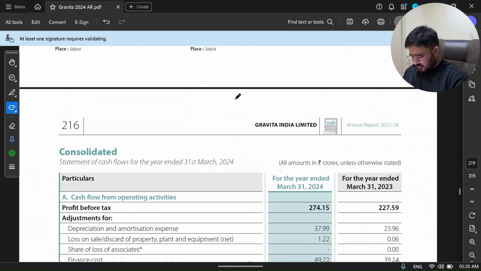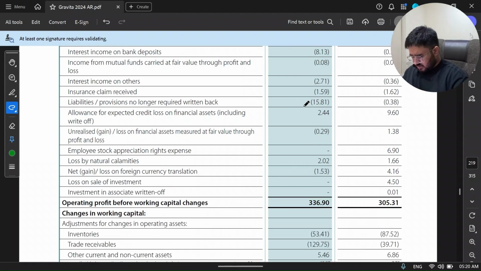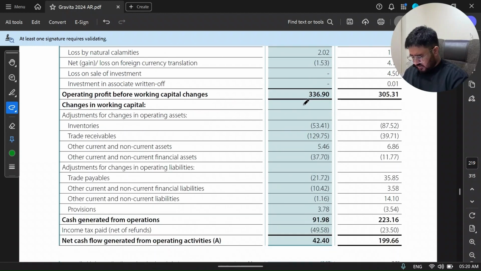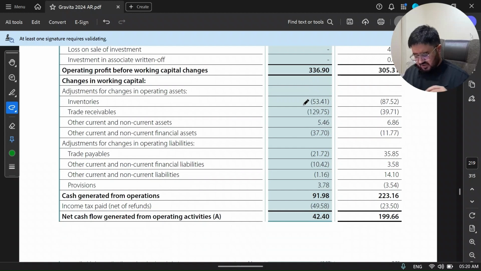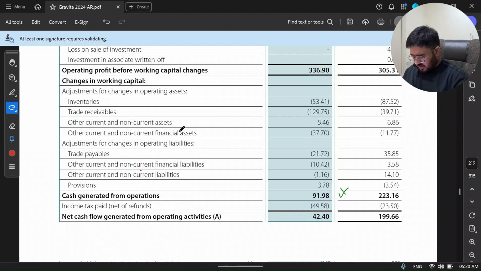Let's go to the cash flow. Profit for tax, of course, has increased, which is good. Let me just show it to you. 274. Cash generated from operations is 91. Okay, which has decreased, which is not good. No, not at all good. Cash generated from operations has decreased, not at all good.